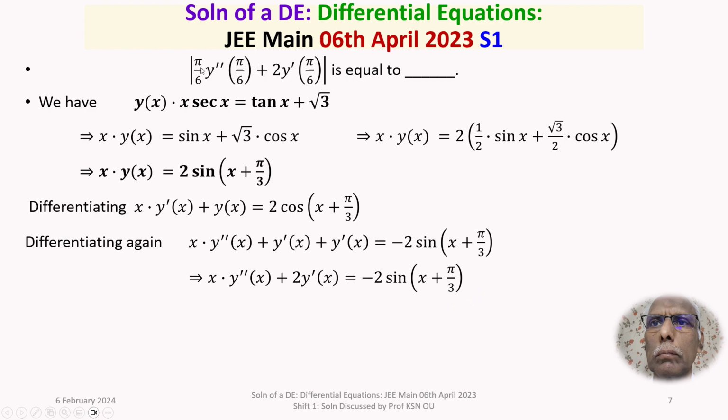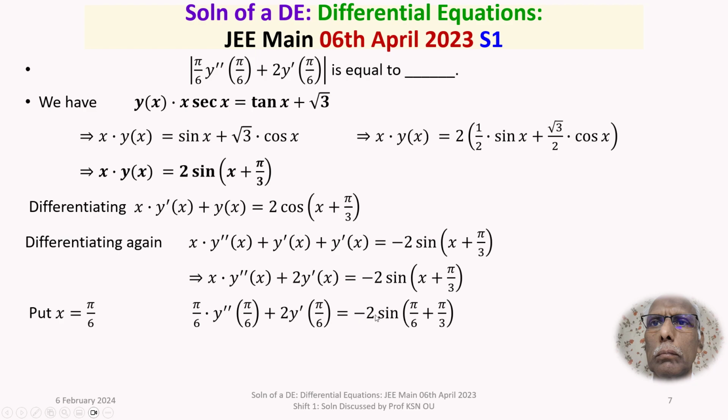Now look at what is required. The required is mod of pi by 6 y double prime pi by 6 plus 2 y prime pi by 6, mod close. So in this, put x is equal to pi by 6. Then you will get pi by 6 multiplied by y double prime at pi by 6 plus 2 y prime at pi by 6 is equal to minus 2 sine of x plus pi by 3, which is pi by 6 plus pi by 3, which is pi by 2. Sine of pi by 2 is 1.